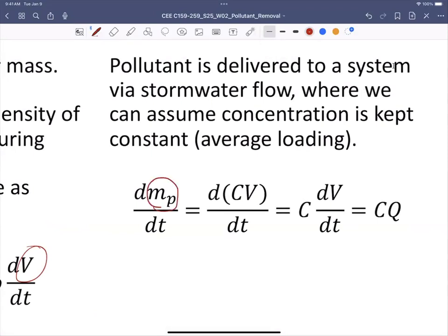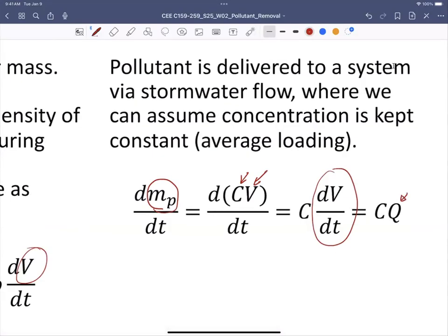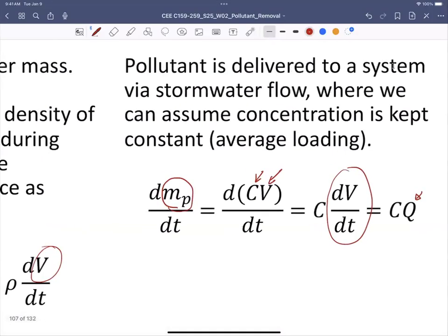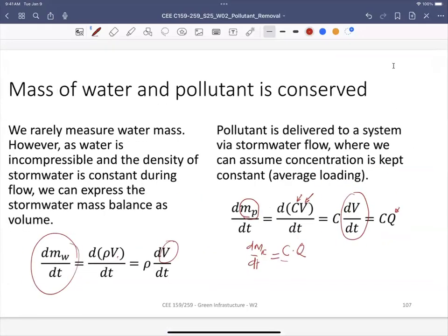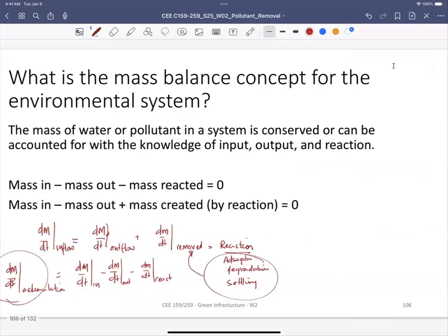So the mass of pollutants entering a system is basically concentration times the volume of water. And if the concentration is constant, then this is the rate of change of water being added to or removed from the system, which is basically the definition of flow rate. So the mass of pollutant removed from or added to the system is basically the flow rate times the concentration. If you know this factor, then you can solve the equations that I wrote here.